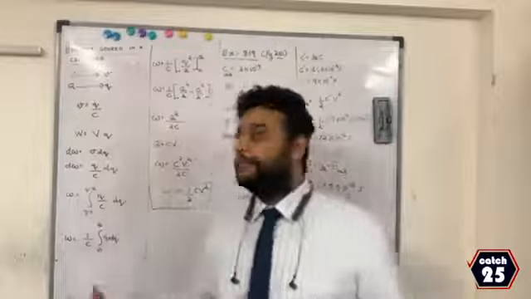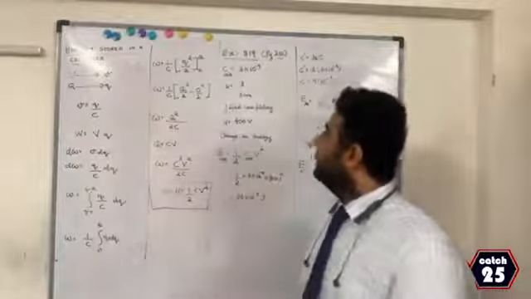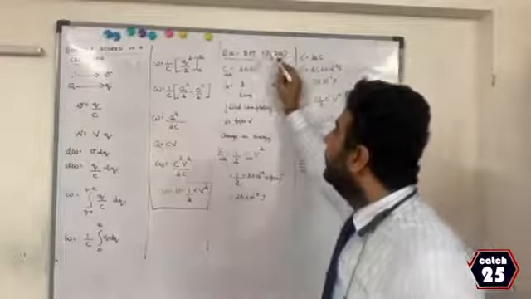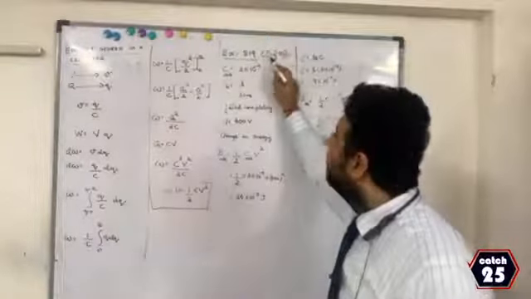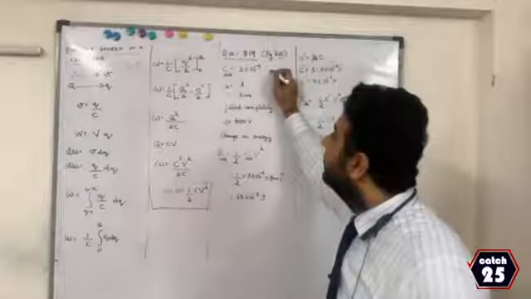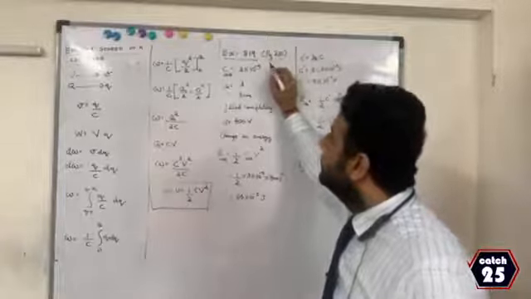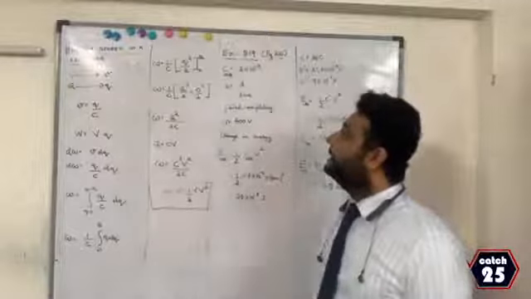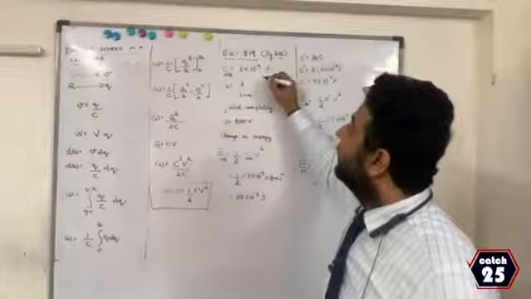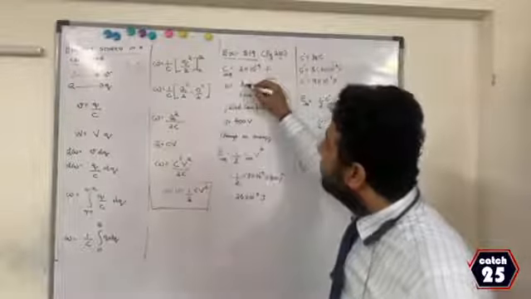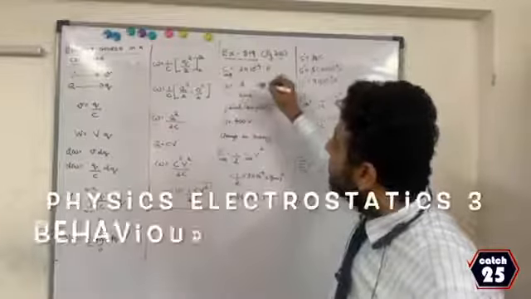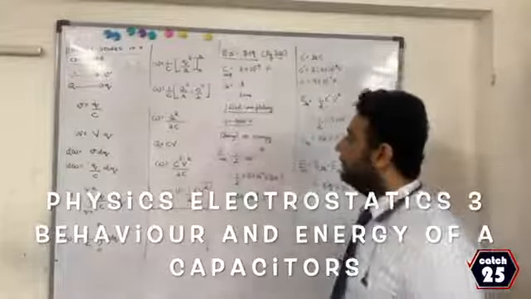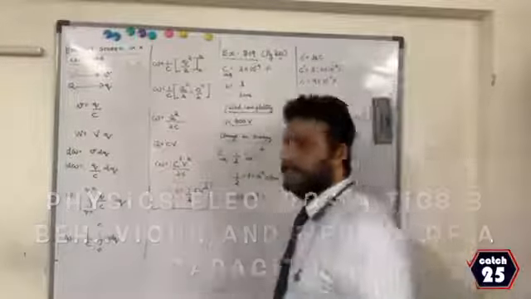Now, based on this, there is a problem. Please look at the board. It is example 8.19, page number 210. They have told us the capacitance of air is 3 into 10 power minus 9 farad. They have said the dielectric constant is 3 and the thickness is 3 centimeter, but it is filled completely. Potential is 400 volt. What is the change in energy when it is removed?